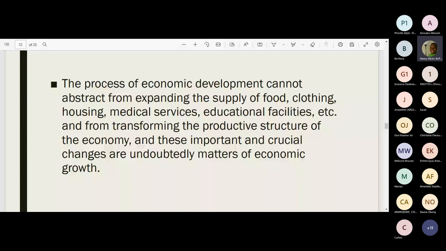The process of economic development. Hey, who did I ask to read? Was it Bettina? I hope I didn't create the confusion. Okay, my dear, read for me. Yeah, you said me. Okay.